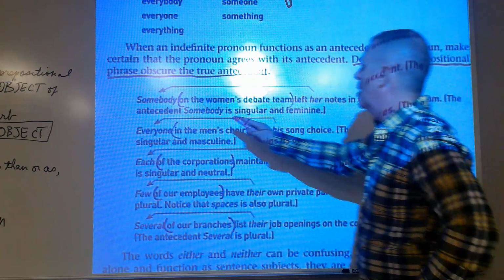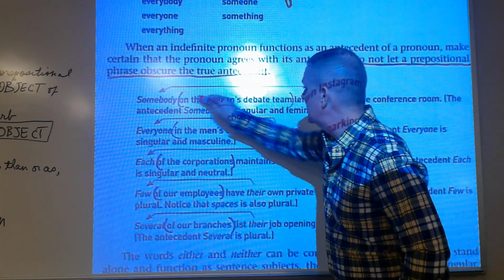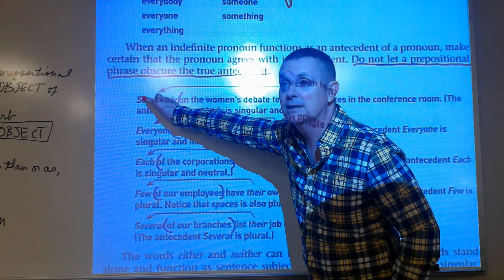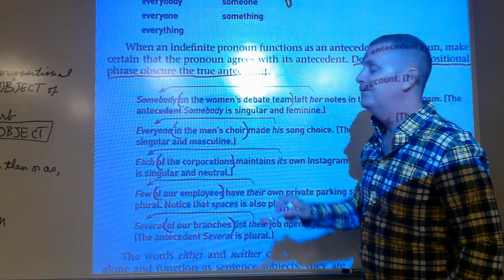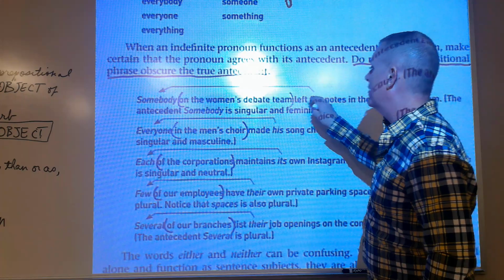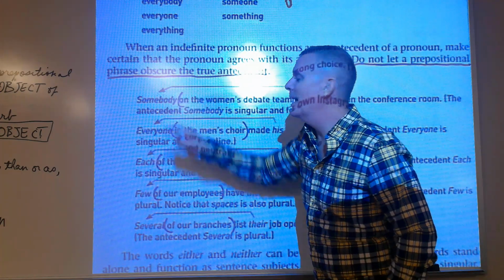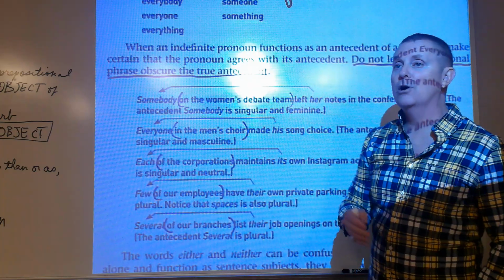So, somebody on the women's debate team left her notes. At least it gives us an idea who the somebody is, with the feminine right there in the prepositional phrase. So left her. So this is a singular pronoun referring to a singular indefinite pronoun, somebody.